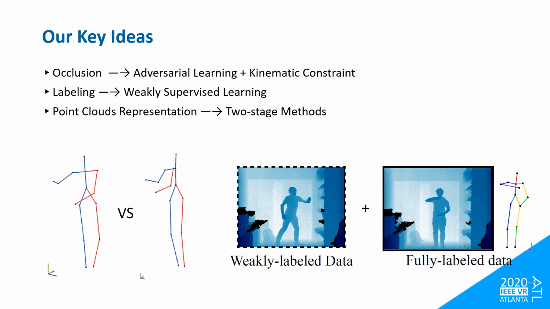Though 2D human joints are closely related to 3D human pose, they can only provide weak supervision of 3D human pose. Therefore, we use a weakly supervised learning method, which enables us to fully utilize both the fully labeled data and the weakly labeled data. And to address the data representation problem, we adopt a 2-stage method, which makes it possible to use the point cloud representation and the depth map representation at the same time.